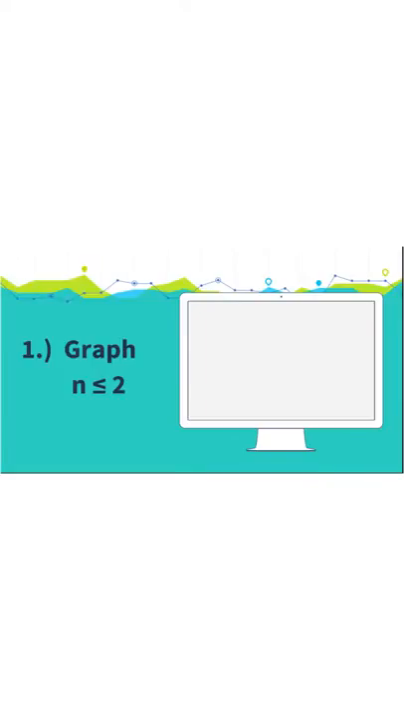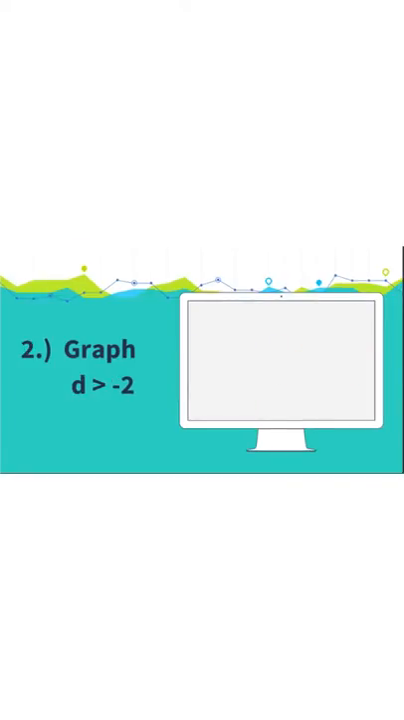Go ahead and graph n is less than or equal to 2. First, you start off by drawing your number line and putting some numbers on it. The number we're looking at is 2, so we draw a circle above it. And because there is less than or equal to, we know that it's going to be a closed circle. Then you go in the direction of the sign, which is less than, and it goes to the left. So your arrow goes to the left. Your answer is a closed circle on 2 with an arrow going to the left.